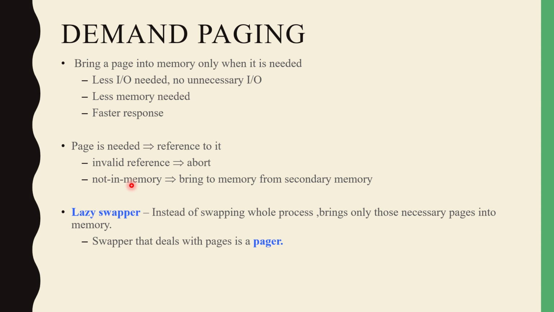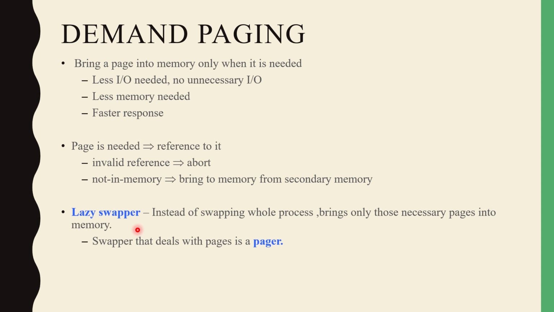Overall, what the operating system does in demand paging is, when a page is needed, it refers to that page. If that page is not there even in the secondary storage device, it is an invalid reference and it will abort. If it is not in the memory, it brings it to memory from the secondary storage. If it is not in the secondary memory, obviously it is an invalid reference and it will abort.